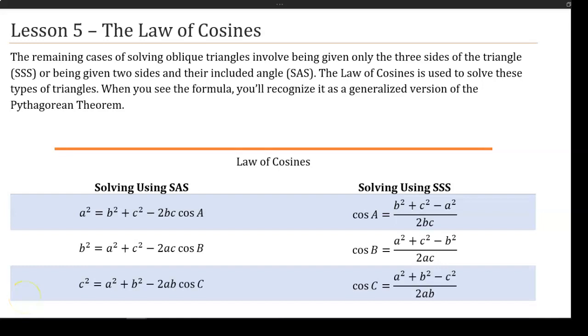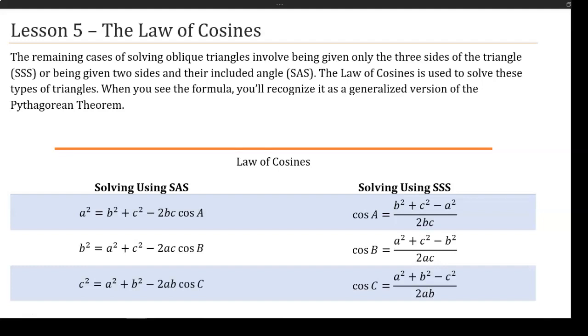Hey students, in this video we're going to cover the law of cosines. It is the remaining case of solving an oblique triangle. If you look at the two formulas we have, one of them looks a lot like the Pythagorean theorem, with this additional part where we have minus 2 times the product of two sides and the cosine of an angle.